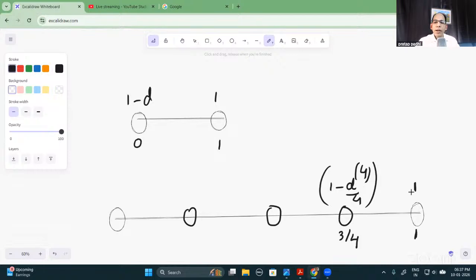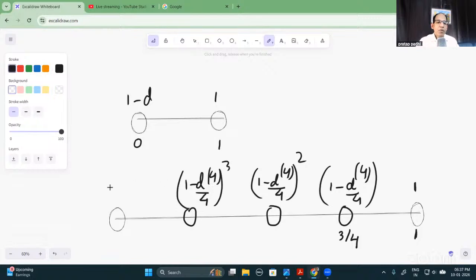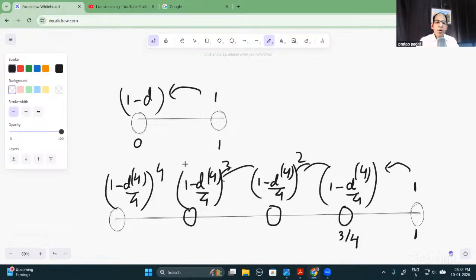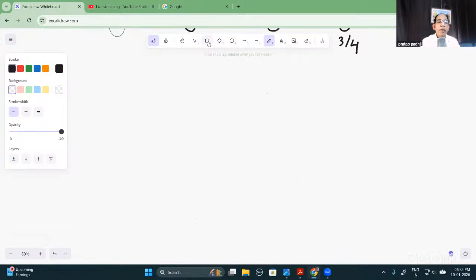If you want, you can write a B also. I've taken 1 unit amount. Then this will be 1 minus d4 divided by 4 power 2, then power 3, then 1 minus d4 divided by 4 power 4. So they are equal: the discounted value once and here 4 times. So the formula is this.